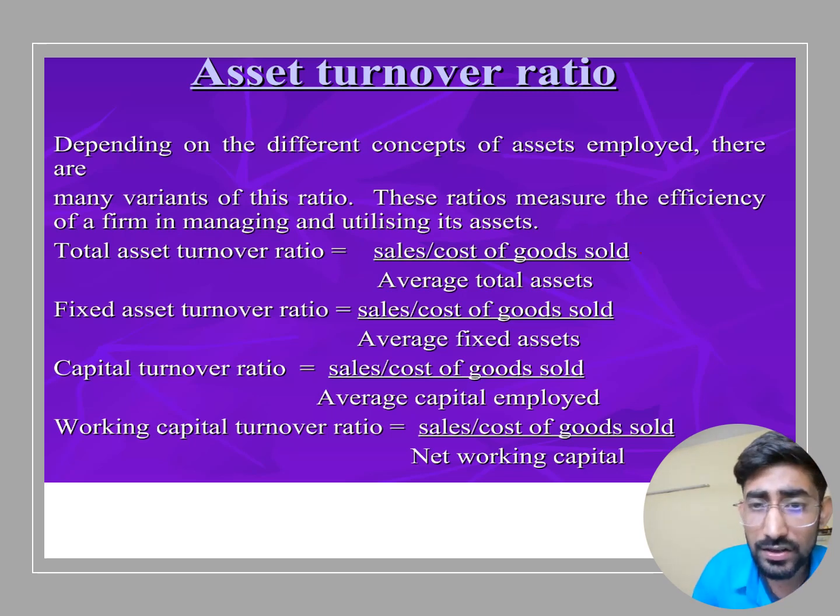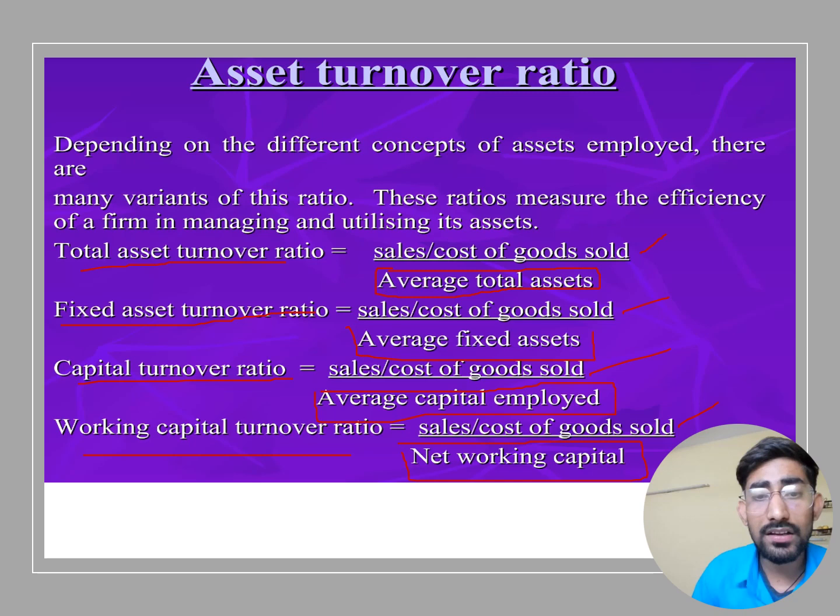So these four formulas are very easy to remember. In the numerator, in all those formulas, we are using sales or cost of goods sold. But with the name of the ratio, the denominator changes. The first one is total asset turnover ratio, so in the denominator it is average total asset. The second one is fixed asset turnover ratio, for which we use average fixed asset. The third one is capital turnover ratio, for which we use average capital employed. The last one is working capital turnover ratio, for which we use net working capital.